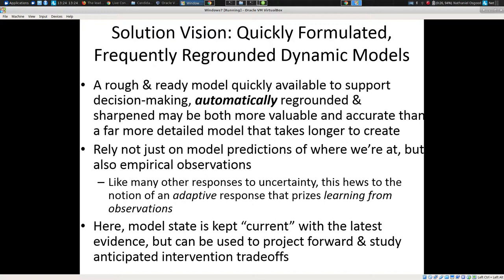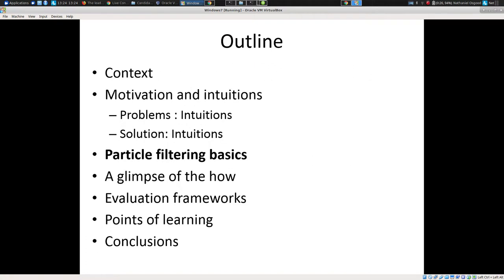So our goal here is to allow for quick formulation of models that are then regrounded and sharpened via evidence. And this, ladies and gentlemen, is what is delivered by particle filtering. Okay, it's this ability to have this evidence. But it's different from what we have with HMMs in several ways.